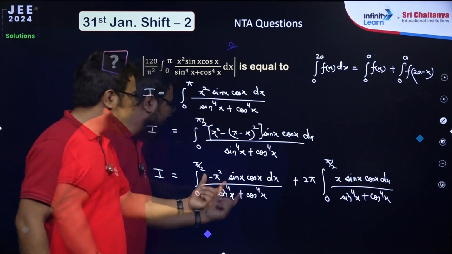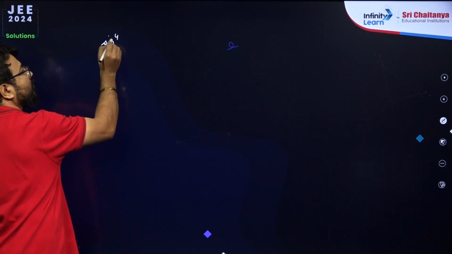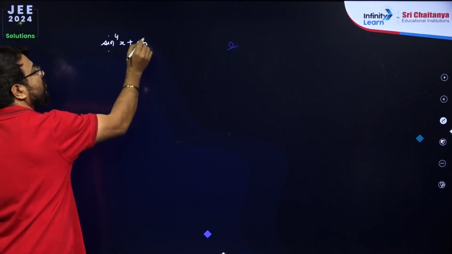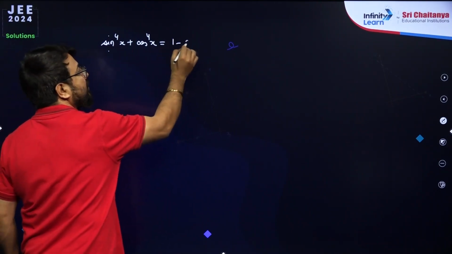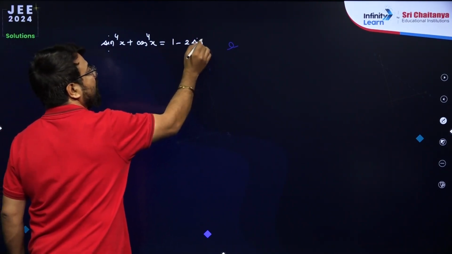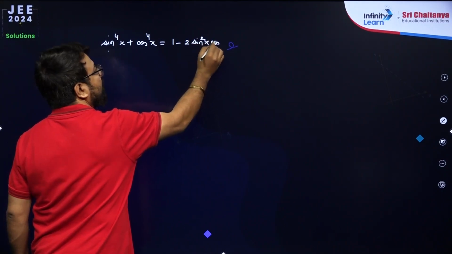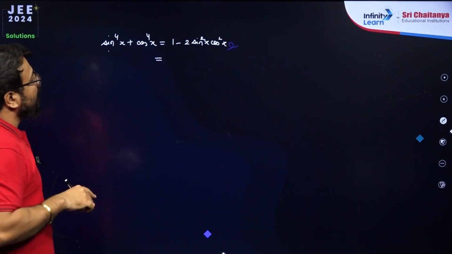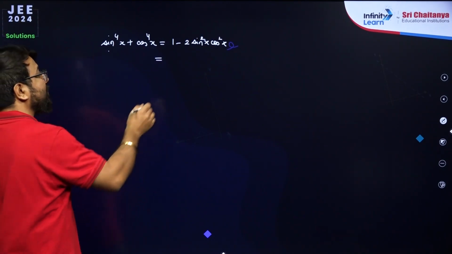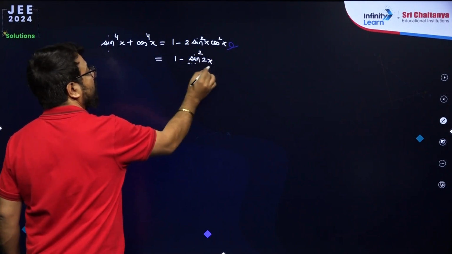Basically, I will be writing the value of sin raised to the power 4 plus cos raised to the power 4 as (sin square plus cos square) whole square minus 2 sin x cos x squared. Are you getting my point? And if I want to convert it into the sin 2x formula, that will be sin 2x over 2.